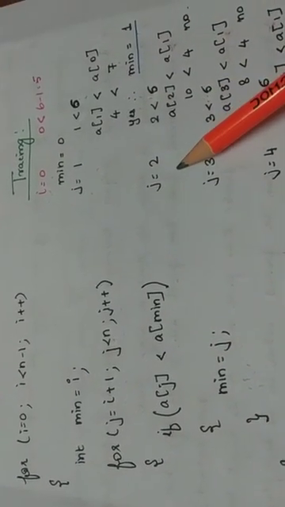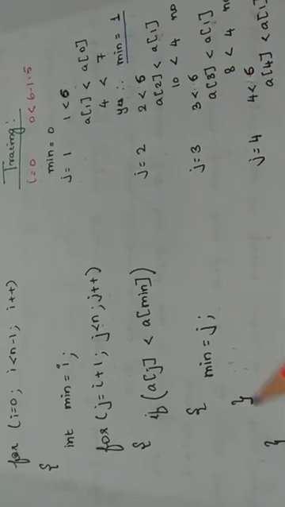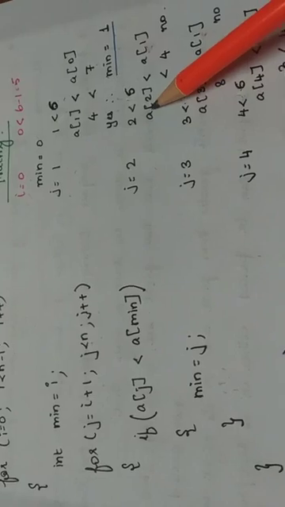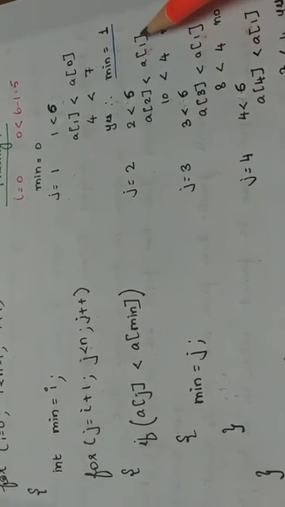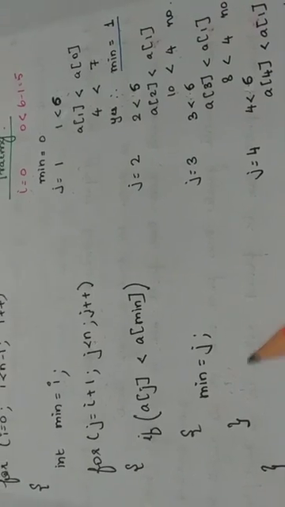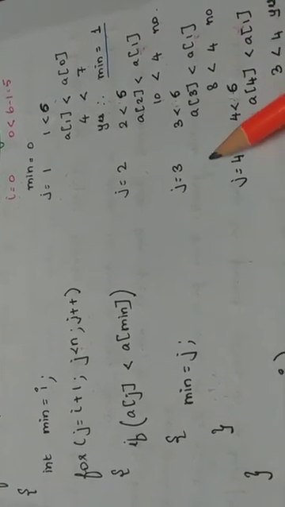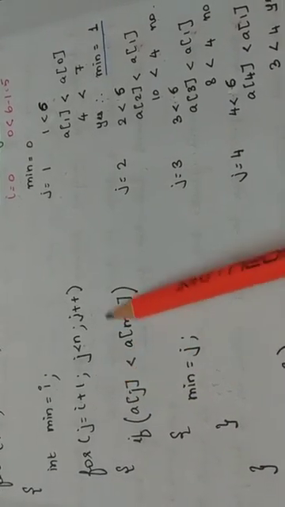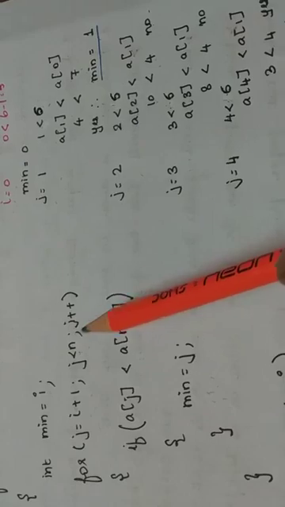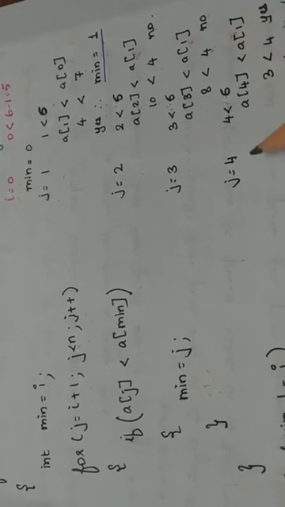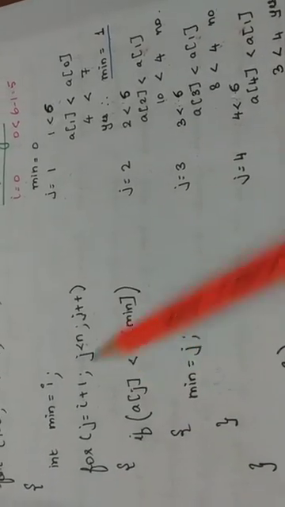Now j gets incremented to 2. The loop again gets incremented and checks 2 is less than 6. Yes. A of 2 is 10. Is 10 less than a of 1, which is 4? No. So the minimum is not reassigned. Now j is equal to 3. It gets incremented and checks 3 less than 6. A of 3 is 8. Is it less than a of 1, which is 4? No. Similarly, j gets incremented again.